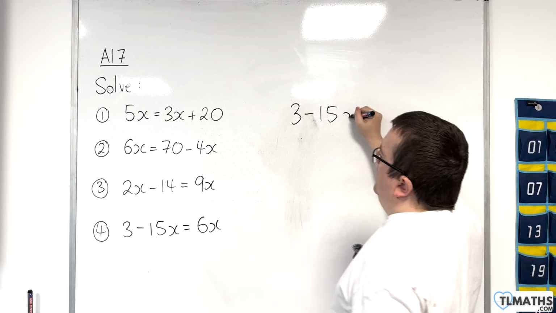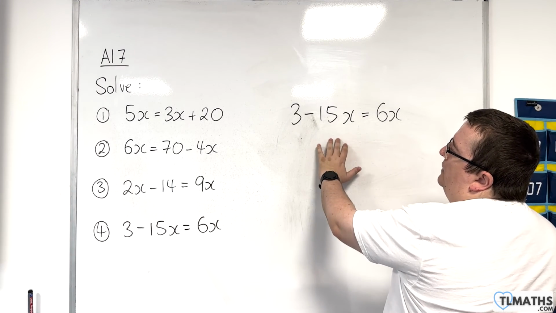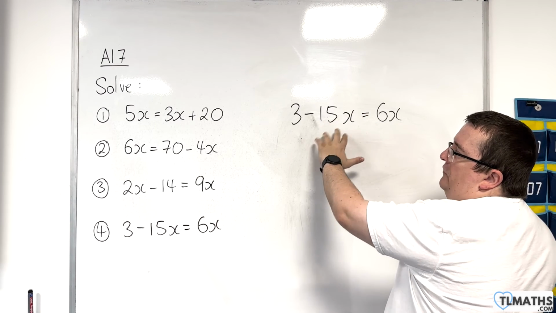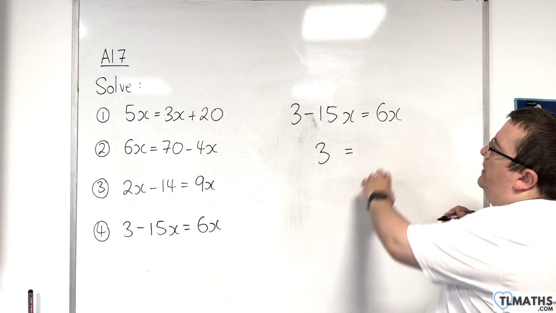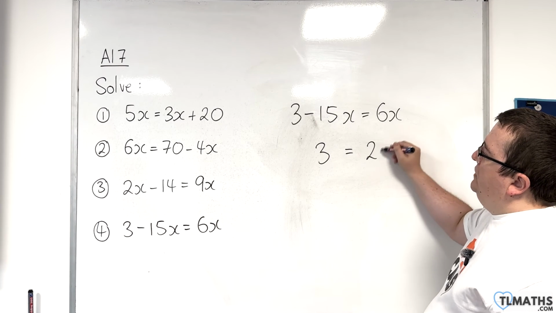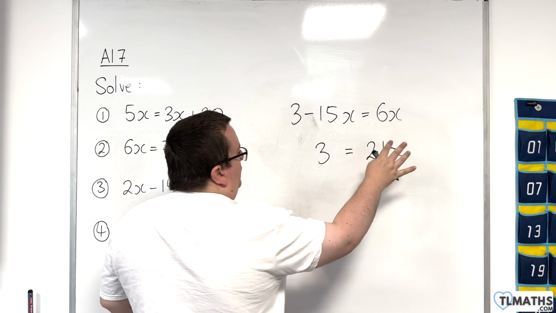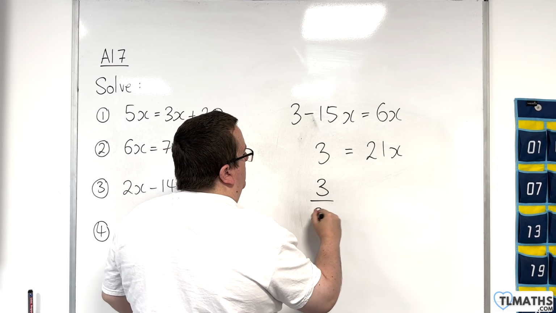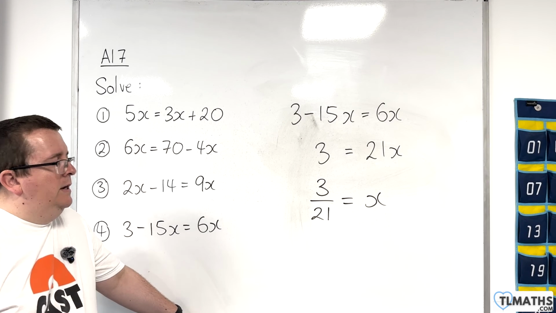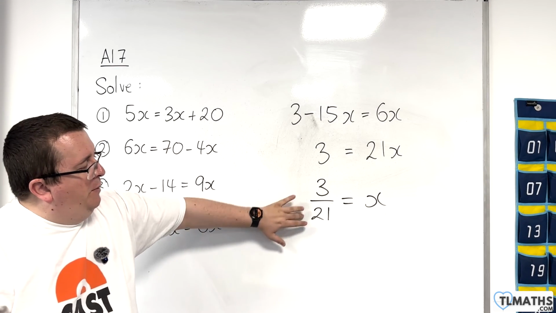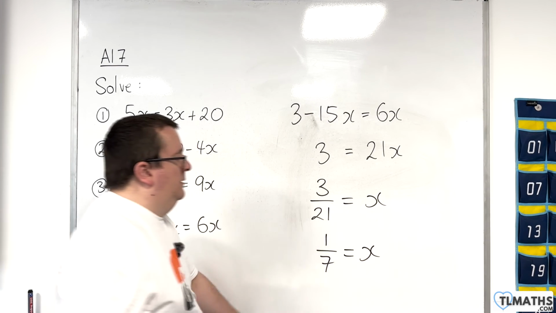3 take away 15x is equal to 6x. So I've got the 3 and the take away 15x on the left-hand side. So if I added 15x to both sides, it would remove the x's from the left-hand side, and then I'd have 6 plus 15, so 21x on the right-hand side. So if now I've got the 21x, I divide both sides by 21, then I get that x is equal to 3 over 21. Now that fraction can be simplified. Top and bottom can be divided by 3. So I get that x has to be 1 over 7. And that's my answer.